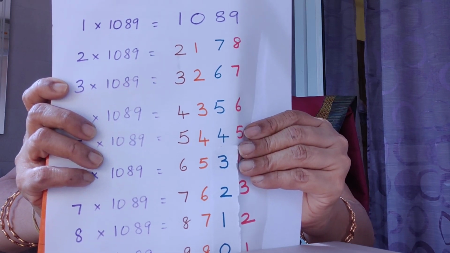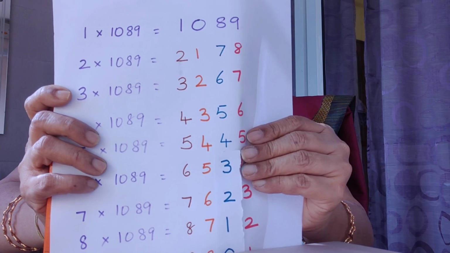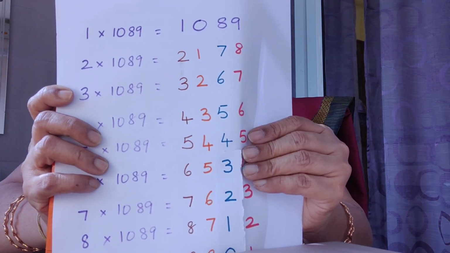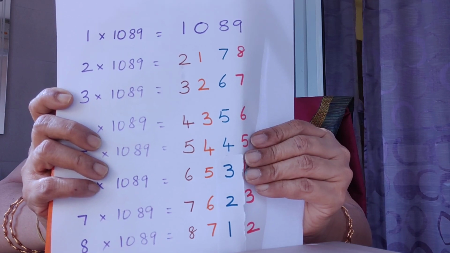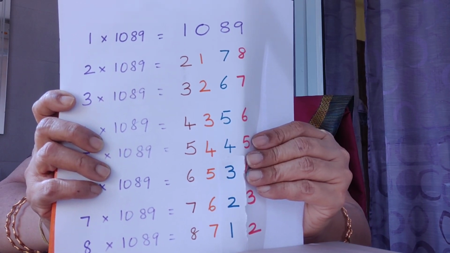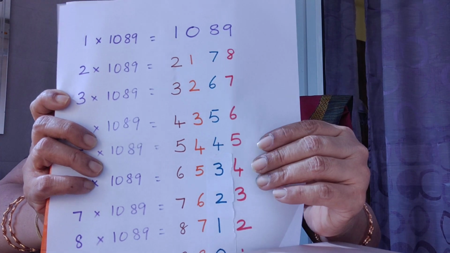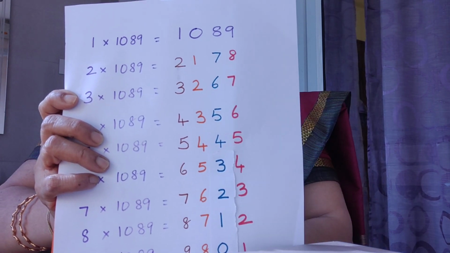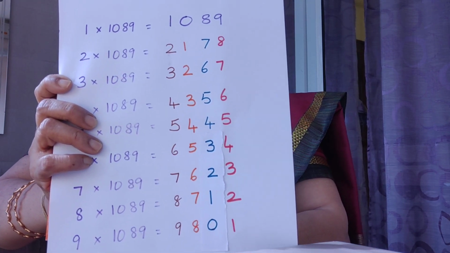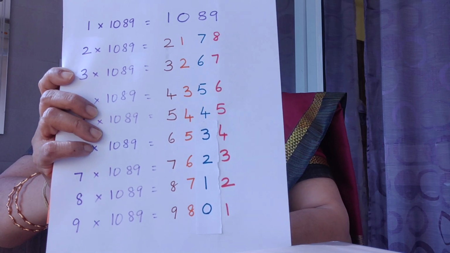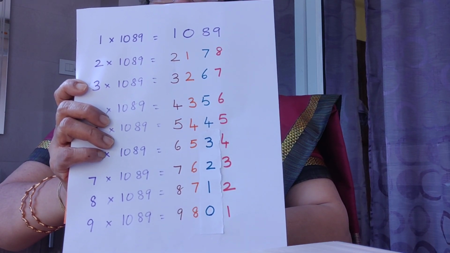So with 1089, the first one is 1 multiplied by 1089, which remains 1089. For 2 multiplied by 1089, you can see that I have used a different color to show you the thousands place, the hundreds, the tens and the units column. And you can see how beautifully it goes in increasing order for the thousands and the hundreds place and decreasing order for the tens and the units column. This is the beauty of 1089.